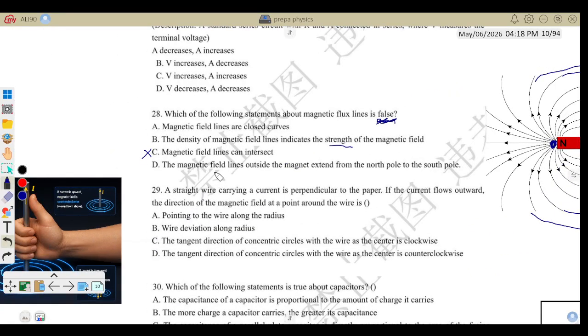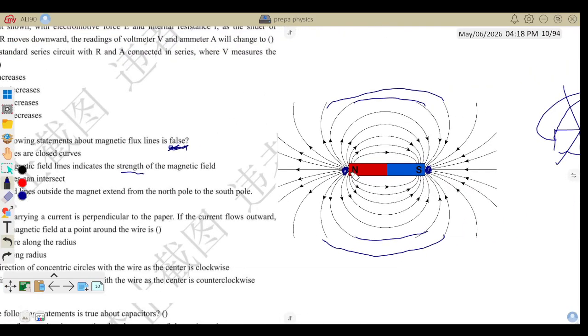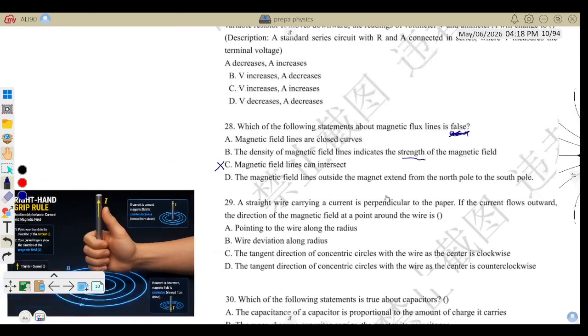For the magnetic field lines outside the magnet, they extend from the North Pole to the South Pole. That's what happens actually. Getting out of the north, the arrows are directed to the south. Getting out from the N and getting in the South Pole. So we're going to choose the C here.